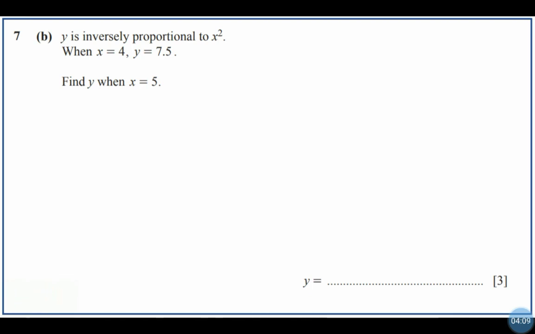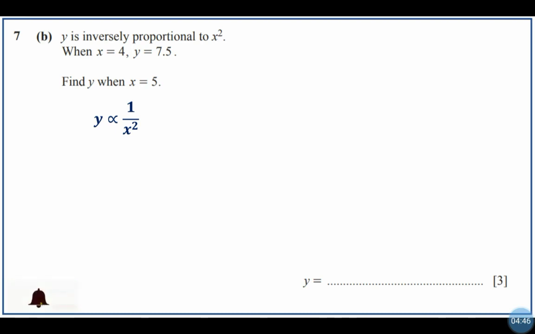Always remember, when we say inversely proportional, we use this symbol. Y is inversely proportional, so 1 over, which variable? It is x squared. So y is inversely proportional to x squared. If it is directly proportional, then this is y proportional to x squared only. It's not supposed to be 1 over x squared. But in here, it says inversely proportional. So I have 1 over x squared.